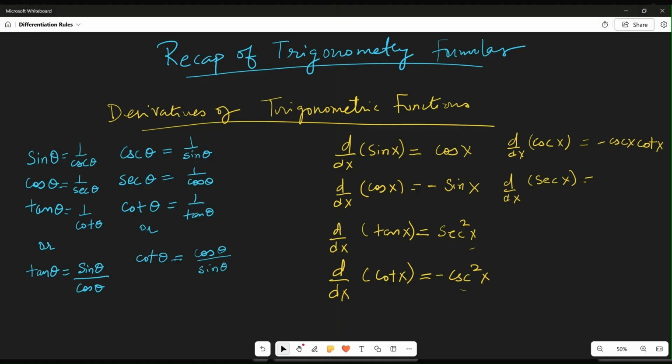And so now guess what is the derivative of secant x? Simply 1 secant x times tan x.